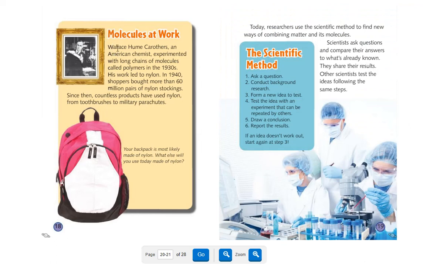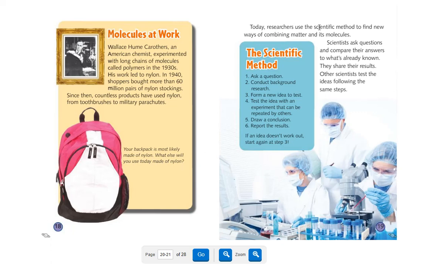Molecules at work. Wallace Hume Carothers, an American chemist, experimented with long chains of molecules called polymers in the 1930s. His work led to nylon, which is used in a lot of clothing and things like backpacks. In 1940, shoppers bought more than 60 million pairs of nylon stockings. Since then, countless products have used nylon, from toothbrushes to military parachutes. Your backpack is most likely made of nylon. What else will you use today made of nylon? Might be something worth looking up.